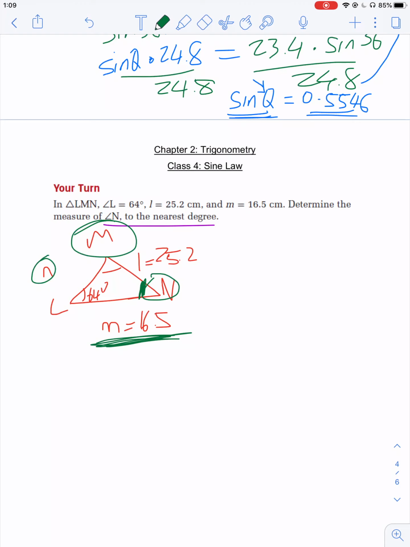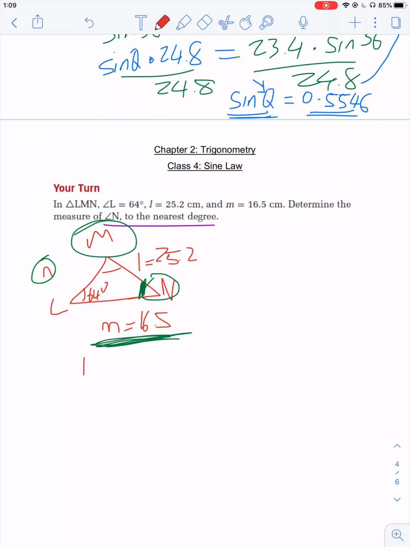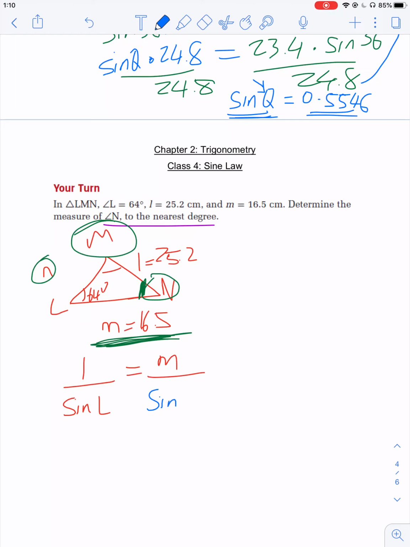Okay, so let's set up our equation. So l over sine of l is equal to m over sine of m. Okay, I know everything here, right? I know l, I know sine of l, I know small m. The only thing that I don't know is what I've written in blue. Okay, so remember this is not 1. This is l. So maybe let me write it this way.